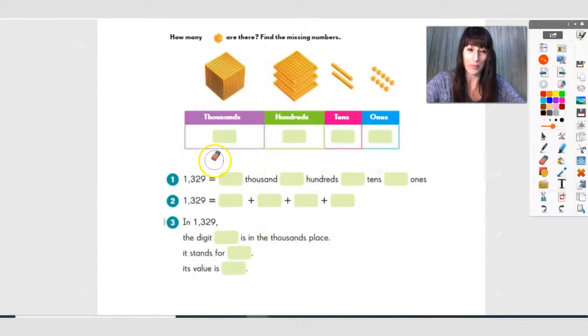Here we have another picture, but we have to complete this. So let's see where we begin. We begin with ones, right? Let me grab my pen, and we need to put here how many ones we have.